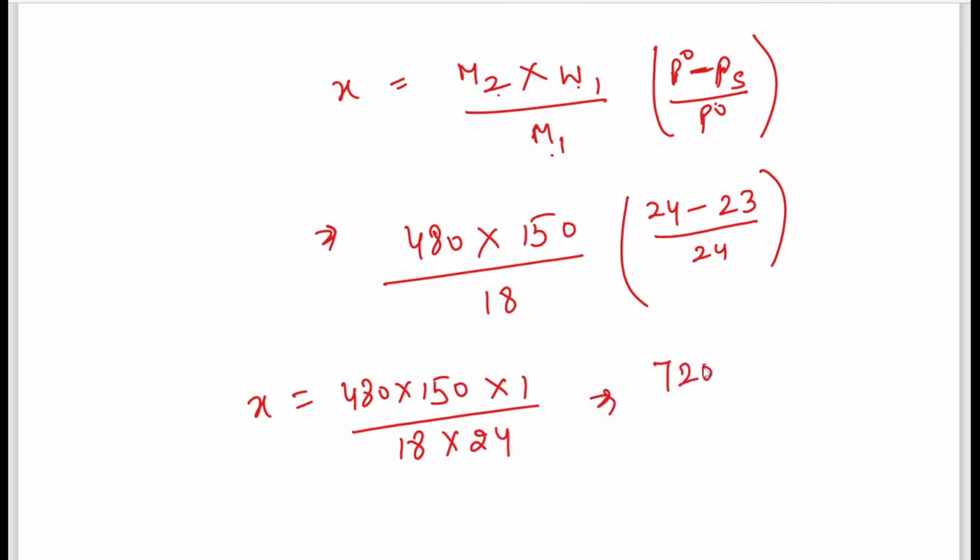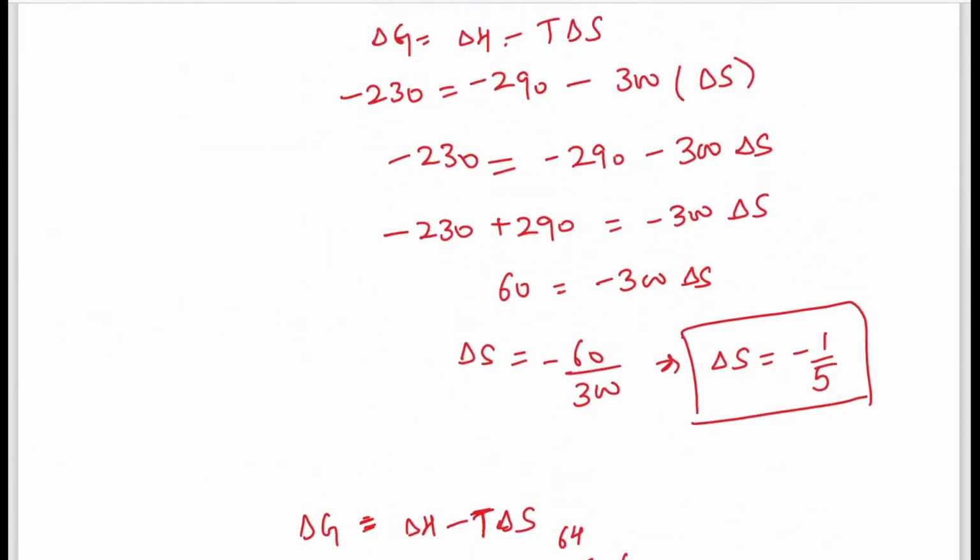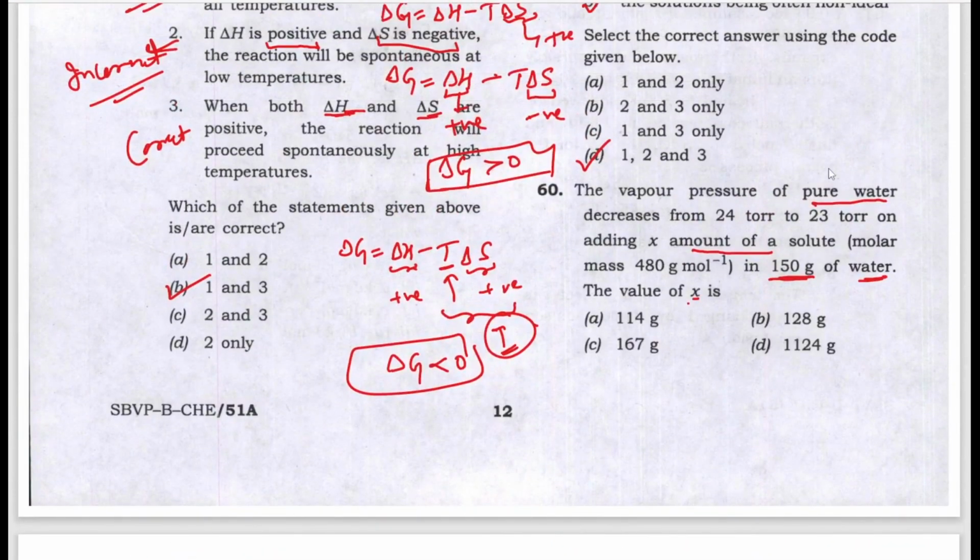Multiply it, this will be 72,000 over 432 and the final answer will be 166.6. So approximately 167 gram. Okay, C is the correct answer of this question.